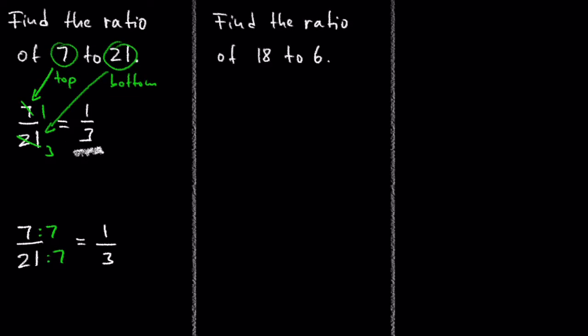Let's look at the next example. Find the ratio of 18 to 6. Again, we write the numbers as the fraction 18 over 6. And after simplifying, we get 3 to 1. Don't make the mistake and simplify further, because a ratio is a comparison between two numbers. So the ratio of 18 to 6 is 3 to 1.